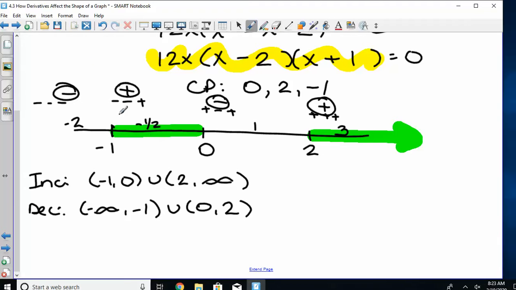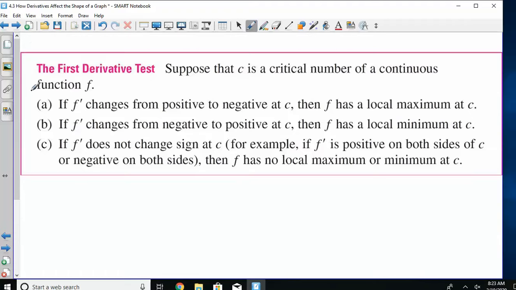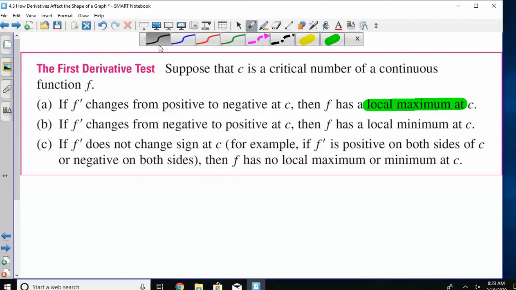All right. This tells us more than just where the graph is increasing or decreasing. This actually tells us about our maximums and minimums. If your derivative switches from a positive to a negative, that means you have a local max. Think about that. If the derivative is positive, that means your graph was increasing. Then if the derivative becomes negative, it starts decreasing. So if you go from increasing to decreasing, you just had a maximum right there.